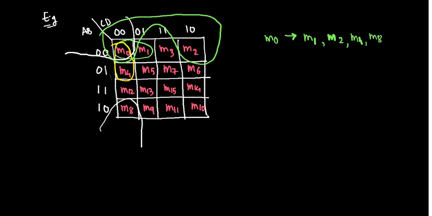m0 and m4 are also adjacent. C, D remain the same. A remains the same. B is differed. Similarly, these two are adjacent. m0 and m2 are differed in only the C variable. m0 and m8 are adjacent. In that fashion, you may find all the possible combinations of twos. Make those possible groups of twos.